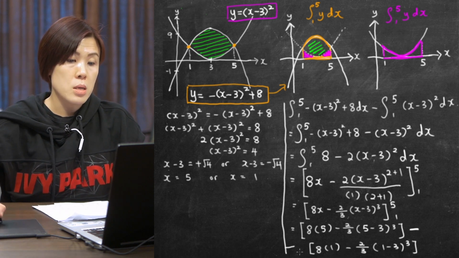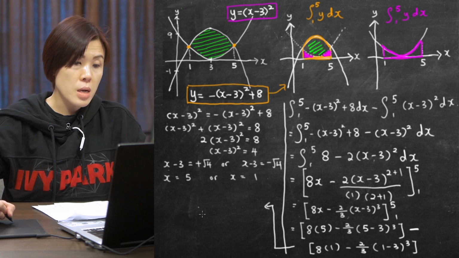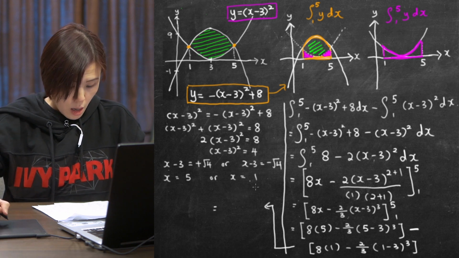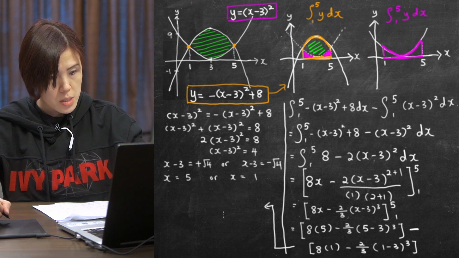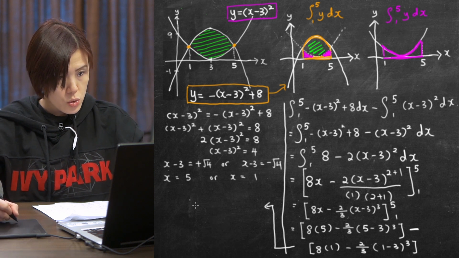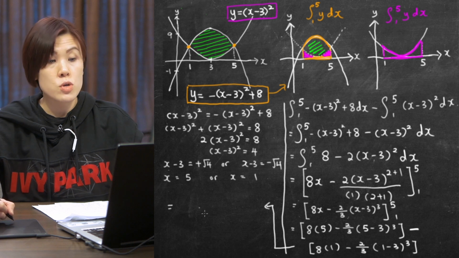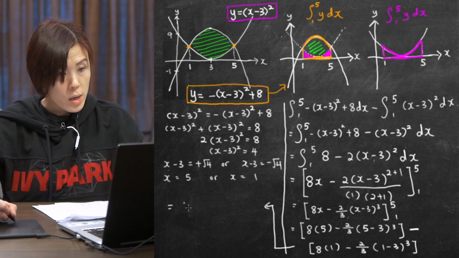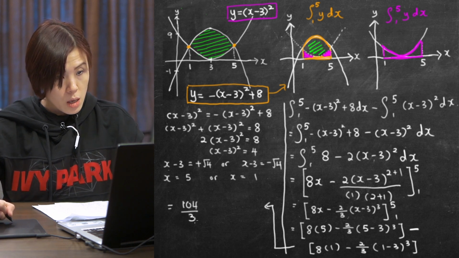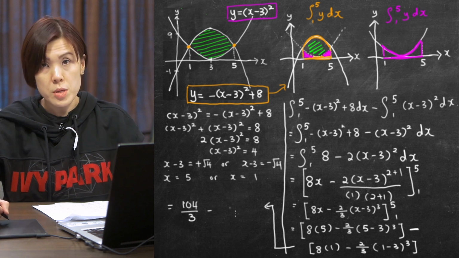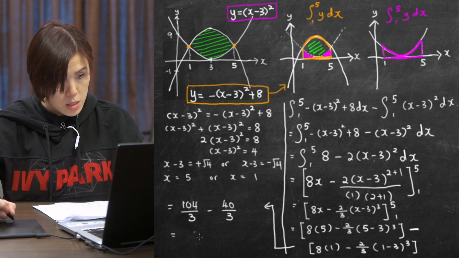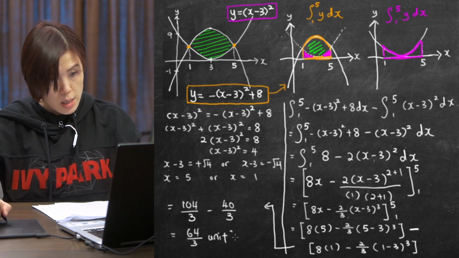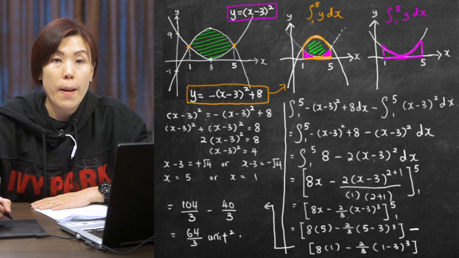So I will put down the answer here. So this, if you type in everything in the calculator, the answer will be, let me write down this also. For the first substitutions, if you try to use your calculator and key in this, for the first substitutions where you substitute 5, you will get 104 over 3. For the second substitutions where you substitute 1, you will get 40 over 3. Then the final answer will be 64 over 3 square unit. This is the area to this diagram.